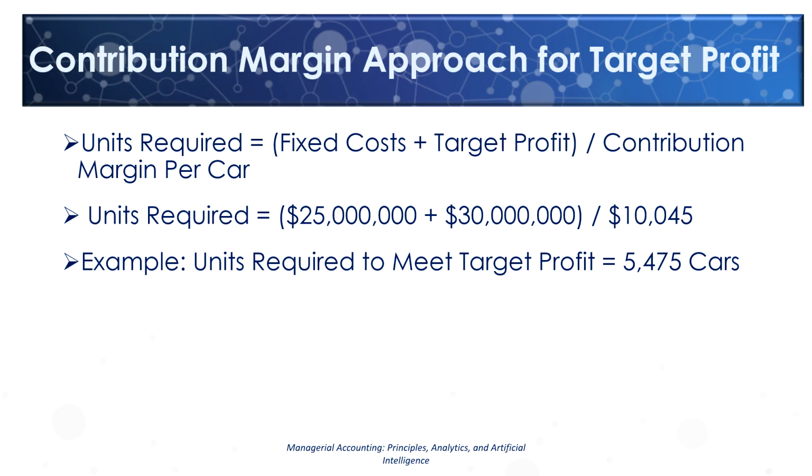Now let's use a contribution margin approach to compute the units required to meet a target profit. The units required would be the fixed cost plus the target profit divided by the contribution margin per car. Continuing the previous example, the fixed costs are $25 million. The target profit is $30 million. The contribution margin per car is $10,045, which is the difference between the sales price per car and the variable cost per car. In this example, the units required to meet the target profit again come out to be 5,475 cars.